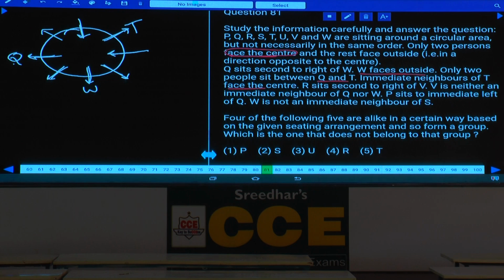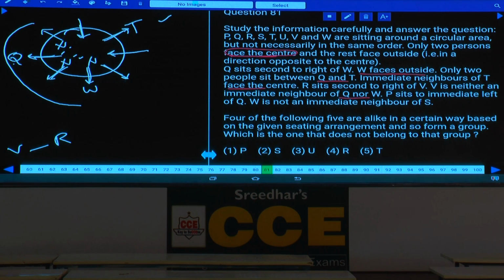Done with this one? Then R sits second to the right of V. R is seated second to the right of whom? R is seated second to the right of V. V is neither an immediate neighbor of Q nor W. V cannot be here, V cannot be here, and V cannot be here as well, isn't it? Now see here everyone, V cannot be at this place, cannot be here, V cannot be in any one of these 4 places. V cannot be in this place as well.